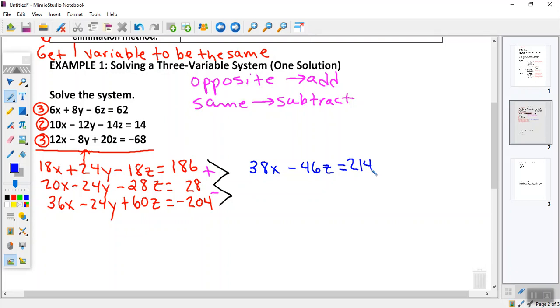All right, so we're going to do the same thing with row 2 and row 3 now. But this time, instead of adding, we're doing what? Okay, help me out, kids. What's 20x minus 36x?